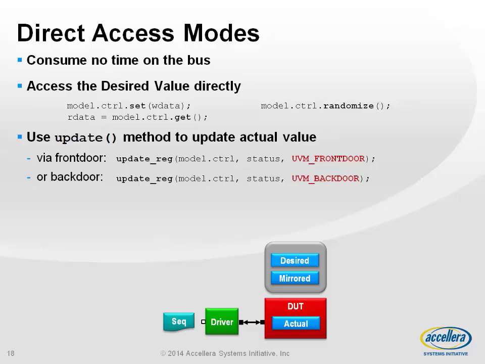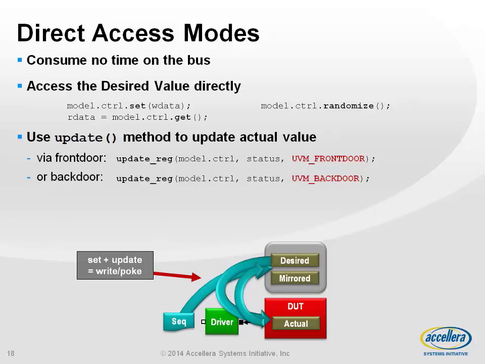This says, okay, I want to make sure that the hardware has the value that I think it should have in my register model. So I call set to set the desired value, and then that causes an actual transaction to update the actual value in the hardware. Once we do that, we update the mirrored value. So update register takes the desired value, makes it happen on the bus to set the actual value, and then reflects it in the mirrored value. What that means is doing a set plus an update is the same as doing a write or a poke, in that it causes everything to get updated.